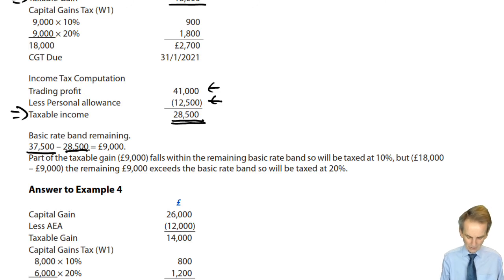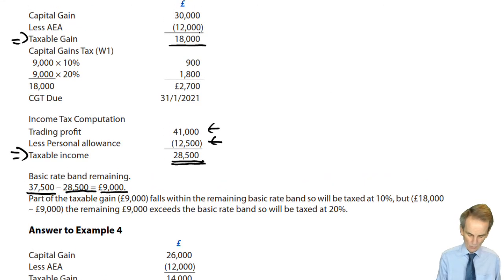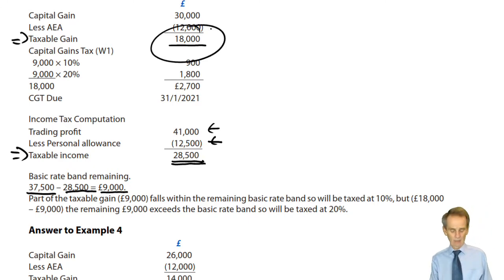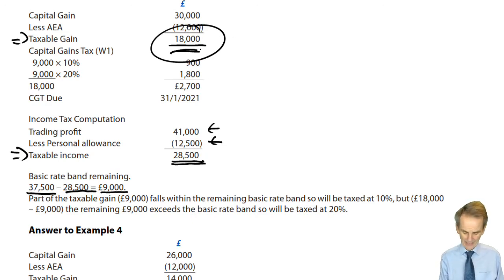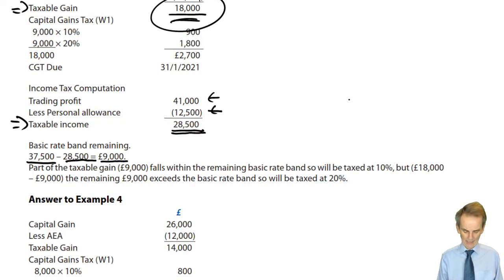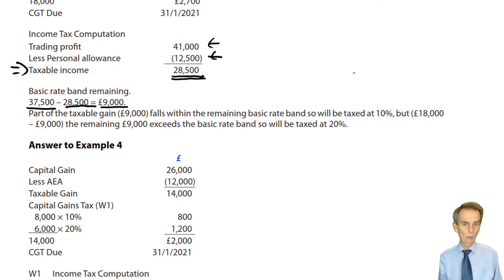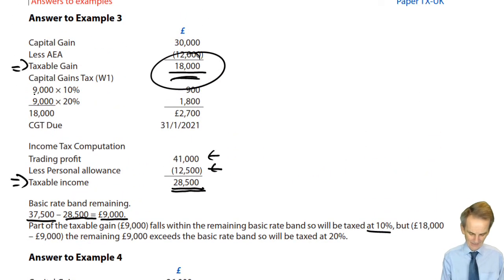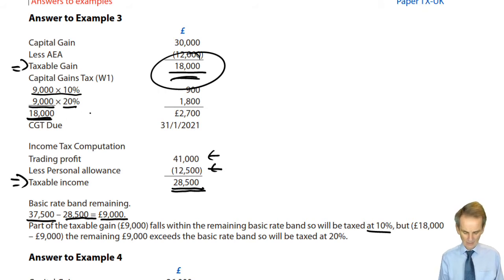37,500 minus the £28,500 of taxable income leaves a basic rate band remaining of £9,000. We are looking at taxable gains of 18,000. Therefore, a nice even split: the first 9,000 of that £18,000 of taxable gain falls into and will use up the remaining basic rate band, so will be taxed at 10%. There's your 9,000 at 10%. The remaining 9,000 out of your 18,000 in total is therefore pushed up into the higher rate band at 20%.